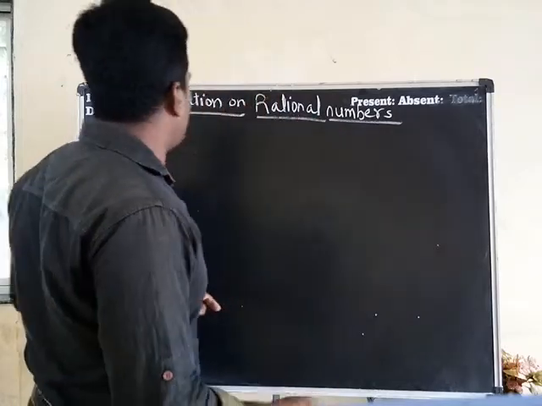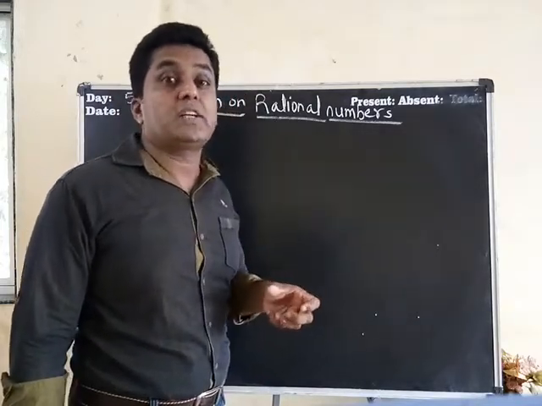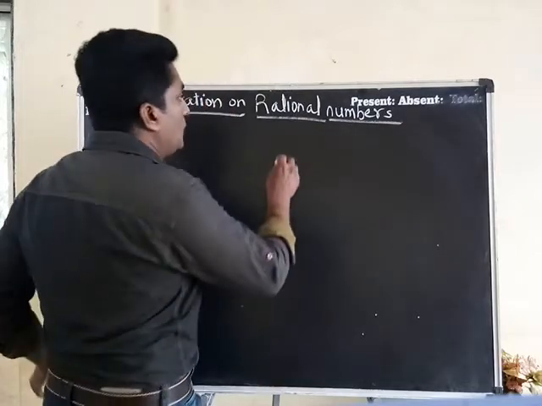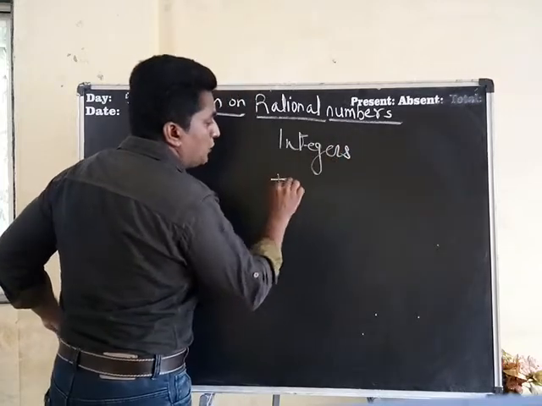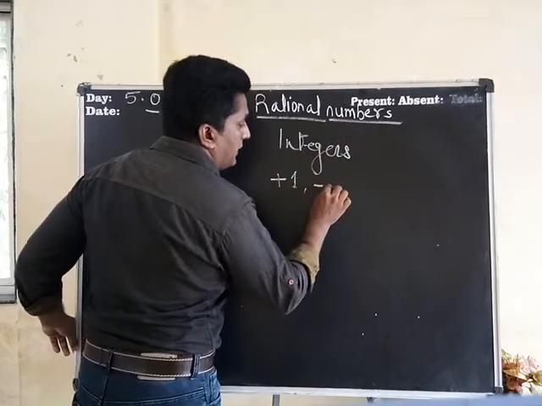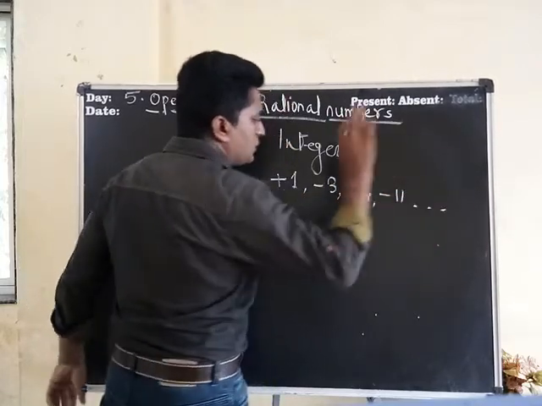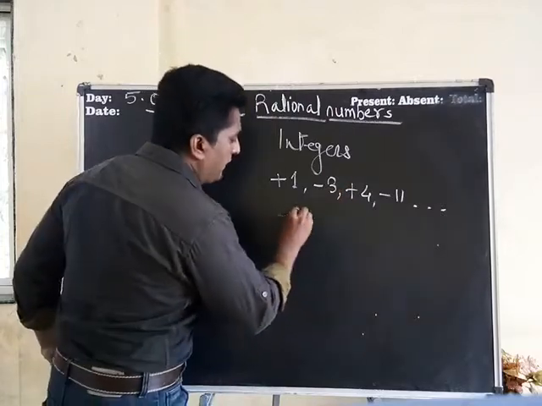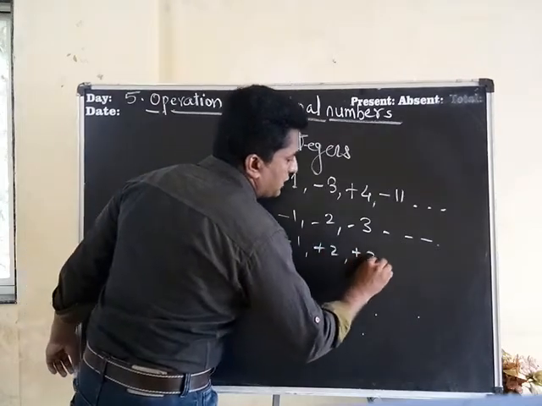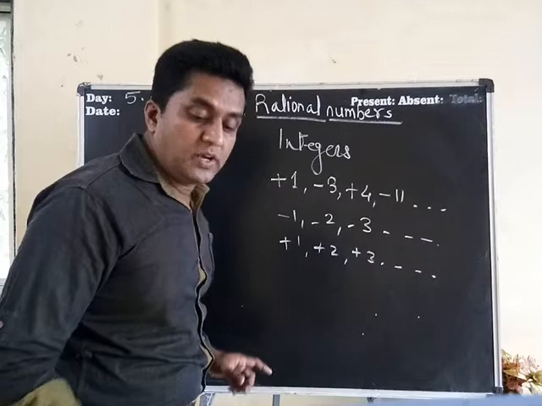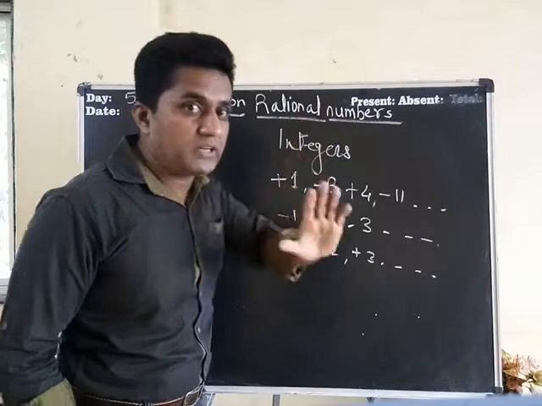So let us see exactly what it is. First of all, in my last lecture I discussed with you the meaning of integers. I told you integers means plus 1, minus 3, plus 4, minus 11, and like this all mixed numbers, or you can say minus 1, minus 2, minus 3, and here plus 1, plus 2, plus 3. These all are integers that we have seen last year. How these integers are related with rational numbers, that we are going to see today.